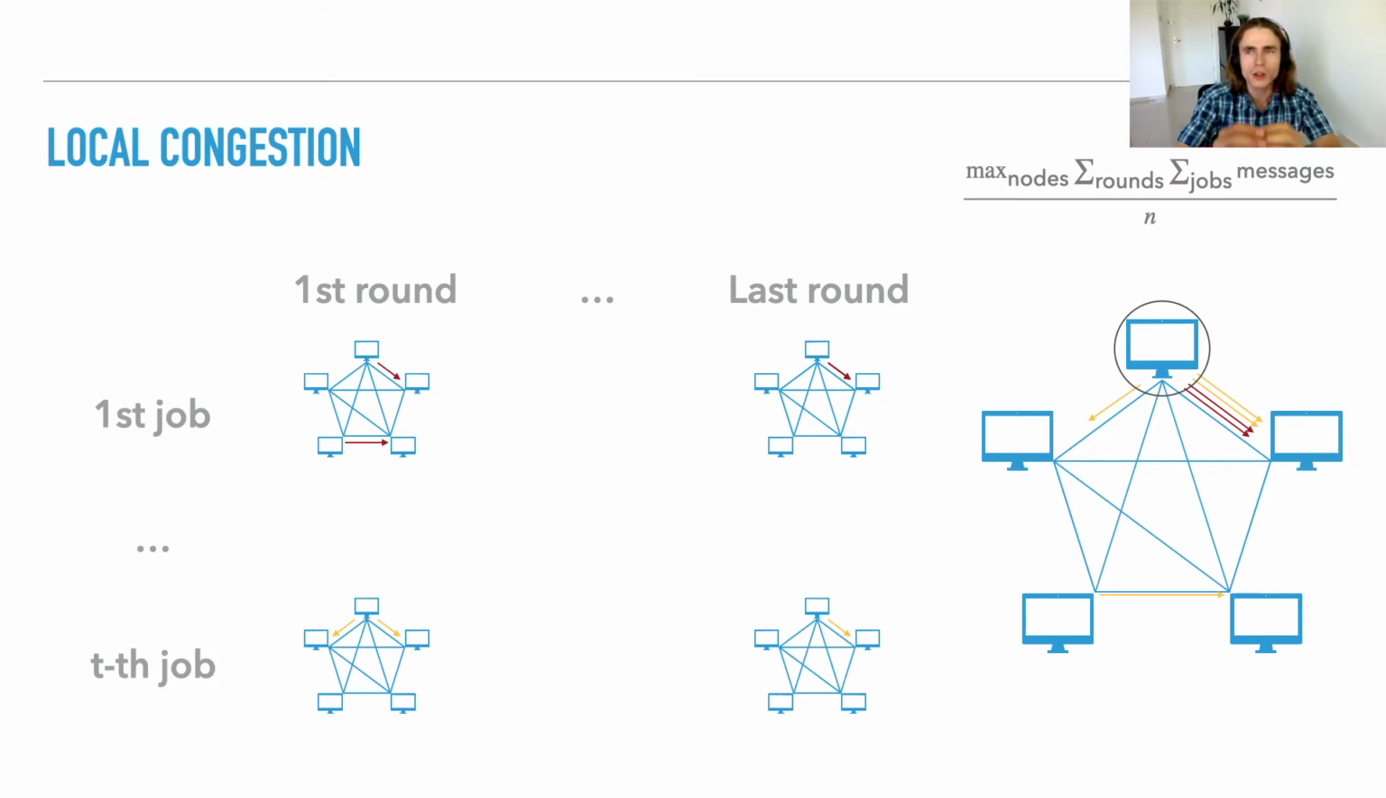So, local congestion is the maximum total number of messages that all nodes assigned to one machine have to send and receive over all rounds, normalized by the sending and receiving capacity n. This is a natural lower bound for scheduling jobs under certain assumptions on the scheduling algorithm.